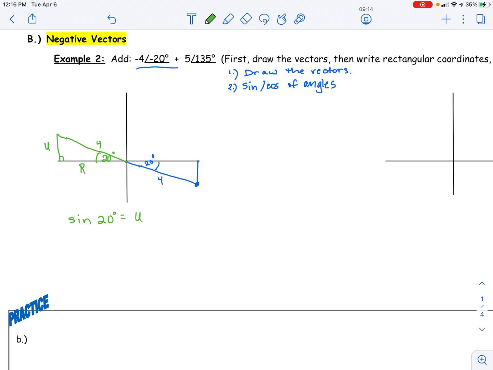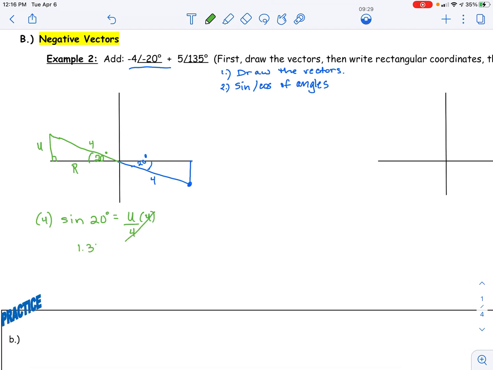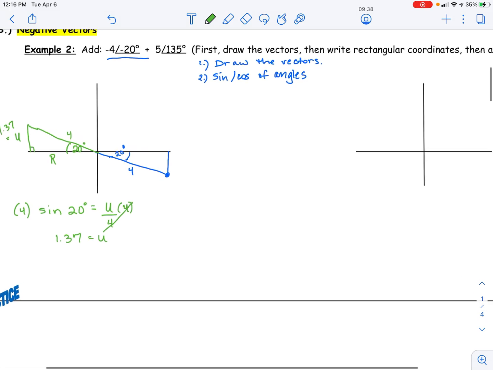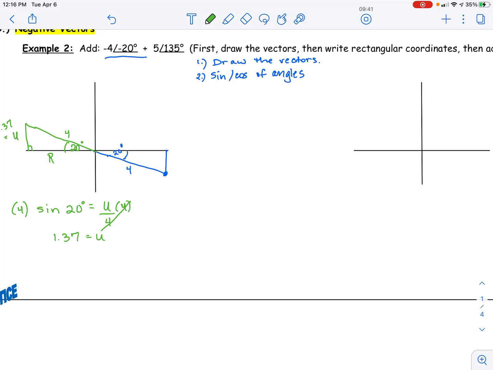So the sine of 20 equals u over the hypotenuse, right? It's opposite over hypotenuse, and the opposite is the u side. We'll multiply both sides by 4, and if you put this in your calculator, you should come up with 1.37. So this measurement is 1.37. And since it's going in an upward direction, we're going to keep that positive. Now let's find the cosine of 20. That's going to equal adjacent, or right, over hypotenuse, which is 4.